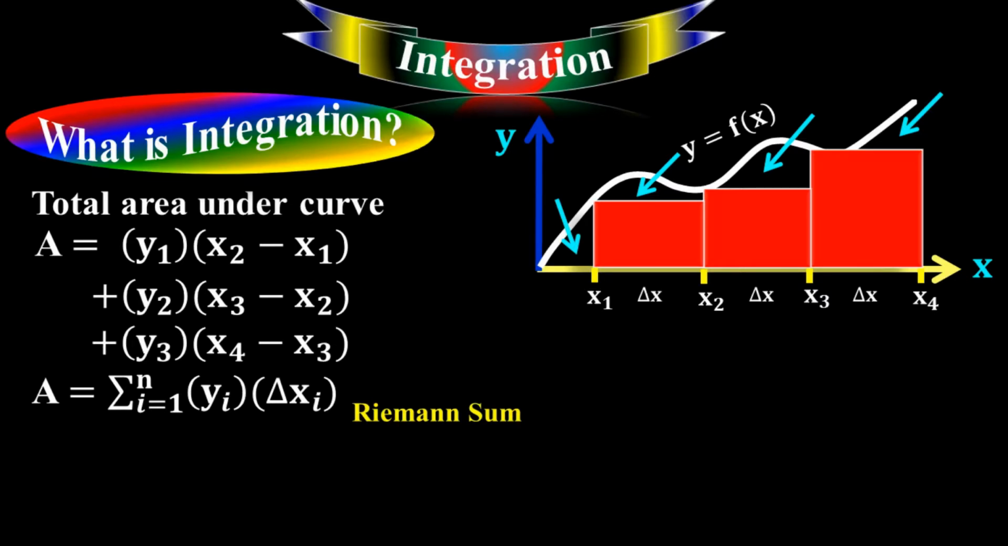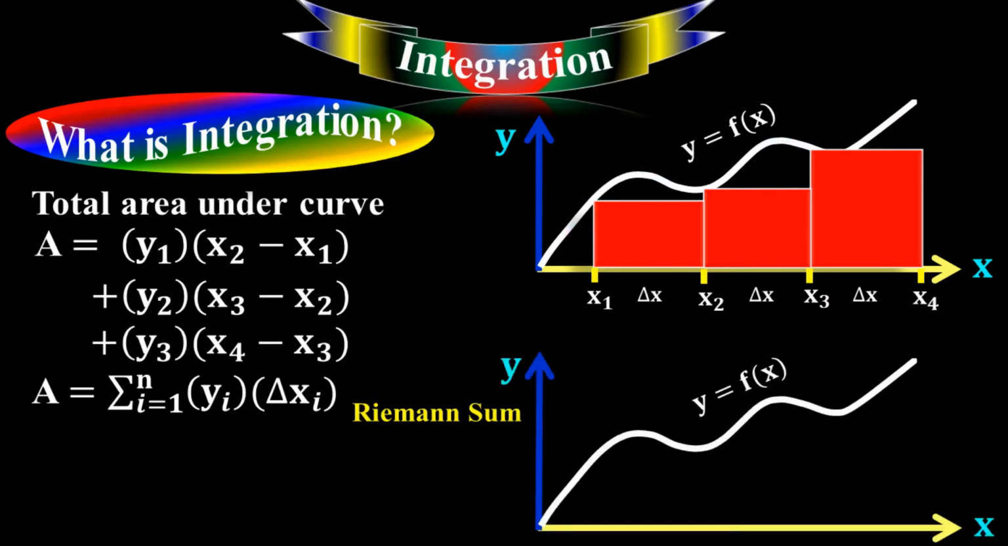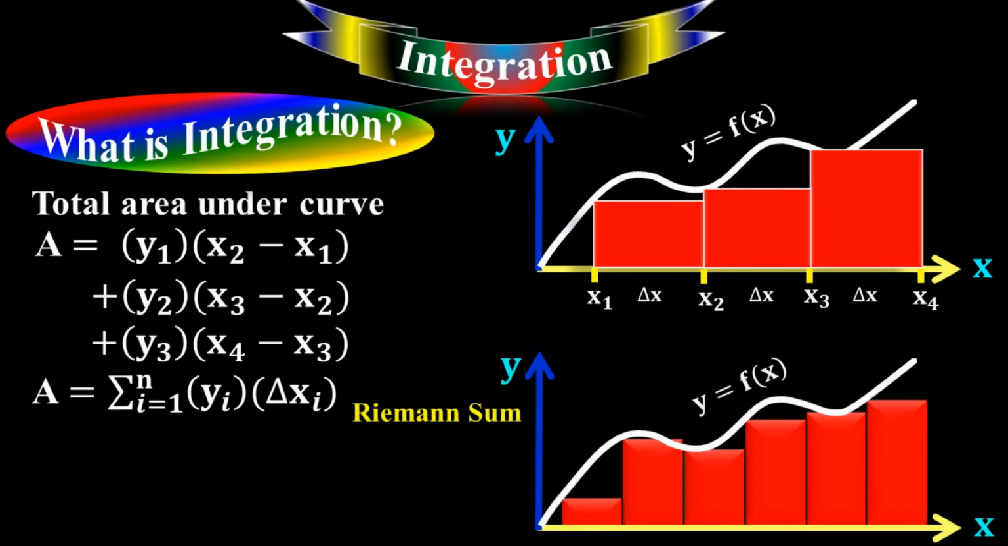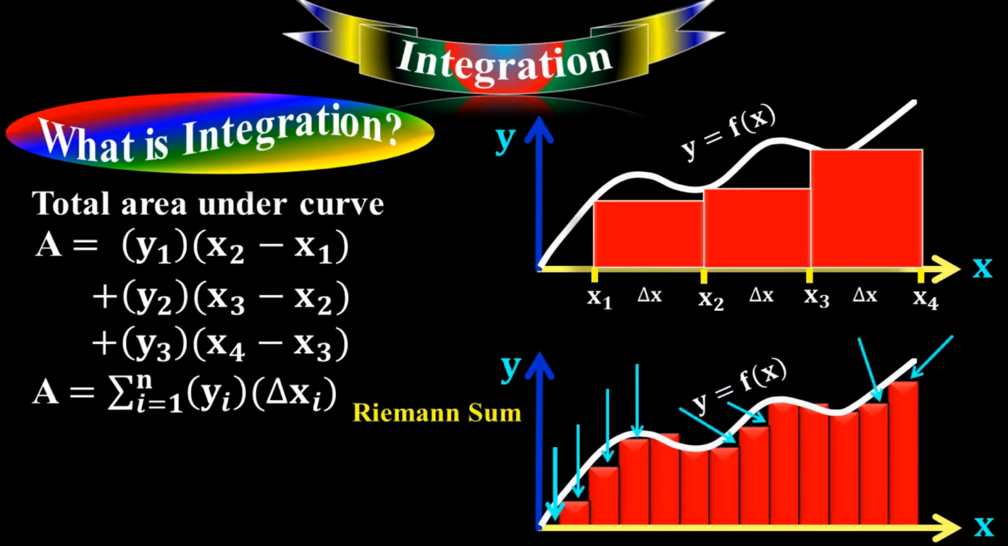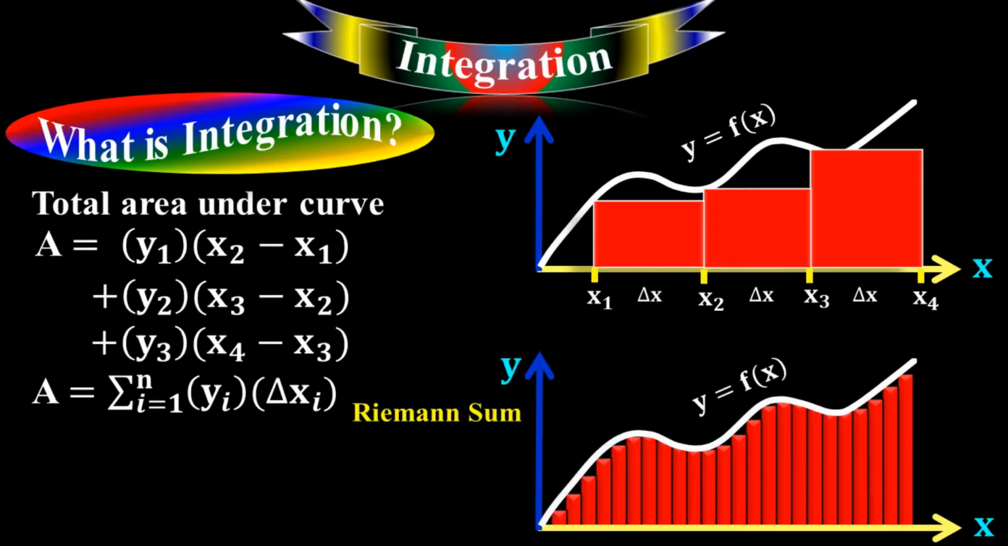Let's increase the number of rectangles here. We double the number of rectangles. Now we have 6 rectangles, and we can see here that we have less empty space compared to the previous one. Increase more, still we have empty space that has to be calculated, and increase some more. Now approximately it is the total area under the curve, but still we have space, you can see here.